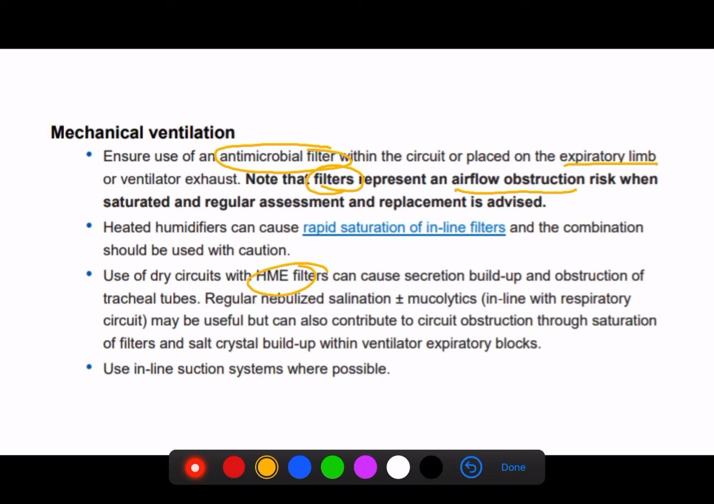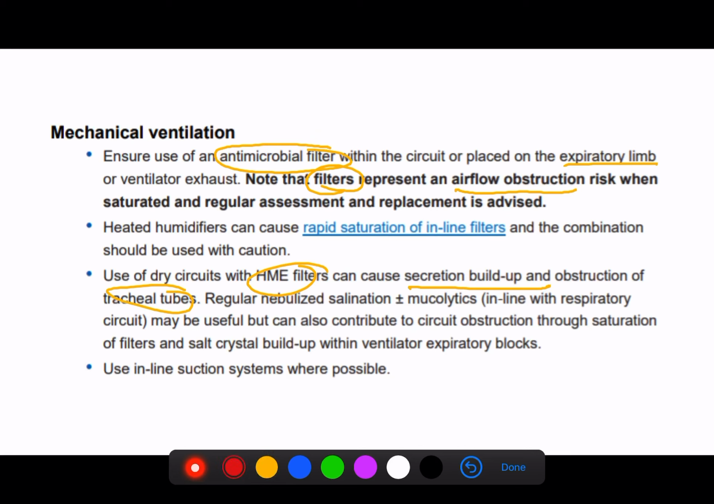With HMEs, you also get a lot of build-up of secretions, and these can block the tracheal tubes. And certainly we've seen a lot of patients with lots of crusting of the tracheal tubes when we take them out at extubation. And I'm sure there'll probably be patients who end up blocking off their tracheal tubes simply through having dry circuits with HMEs.